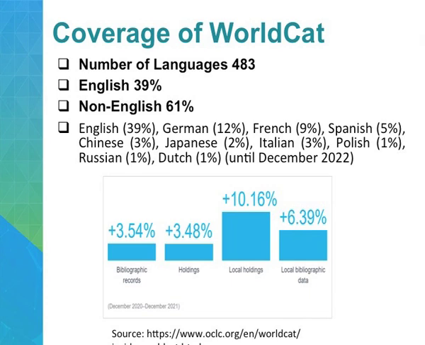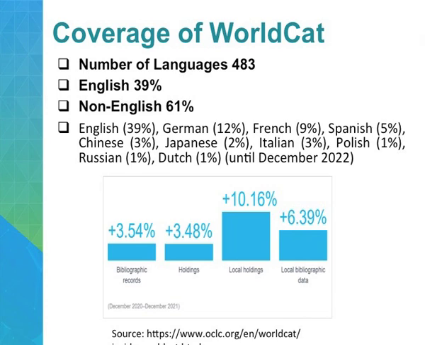However, a large portion of the content is in English: 39% of the bibliographic records and items are in English. However, the non-English share is 61%. And let us briefly discuss the top languages of content in WorldCat.